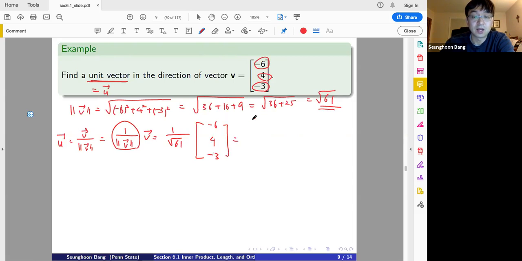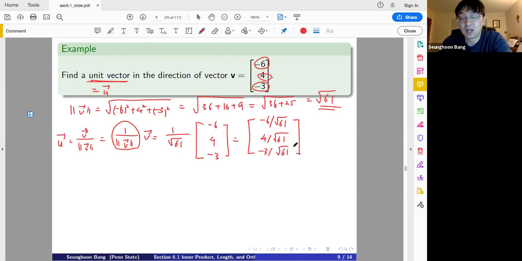So I'm going to combine. This one is negative 6 over square root of 61, the 4 over square root of 61, negative 3 over square root of 61. This is exactly the unit vector. The length is 1. The length is 1.